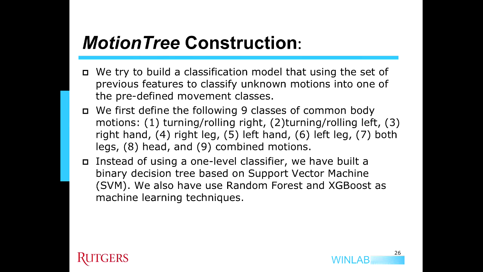So instead of using one level of classification, one flat classifier, we built a binary decision tree that's based on using SVM in each node. So we kept the thing that SVM is good at, which is binary classification, but we distribute our data on the tree. We use also random forest and XGBoost as other machine learning techniques, I'll explain those also. So we have 3 machine learning techniques here. We have SVM, we have XGBoost, and we have random forest.